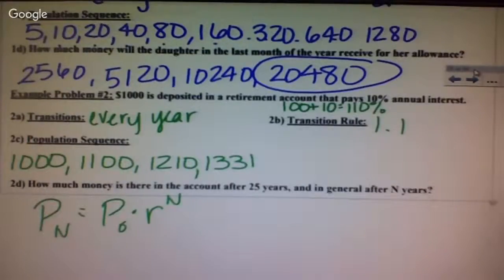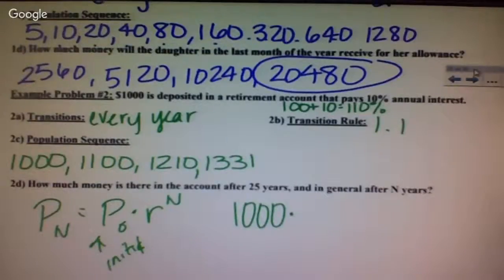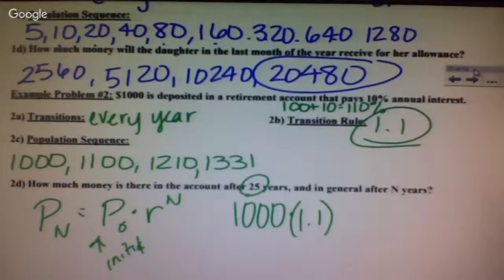Okay, what does P sub 0 represent? This is your initial, just initial. So it starts with 1,000. 1.1, my R value, is what I'm multiplying by each time. Well, we just found out that's 1.1 to the 25th, times 1,000. My N, how long do I want this to go on for? Well, I want it to go on for 25 years.